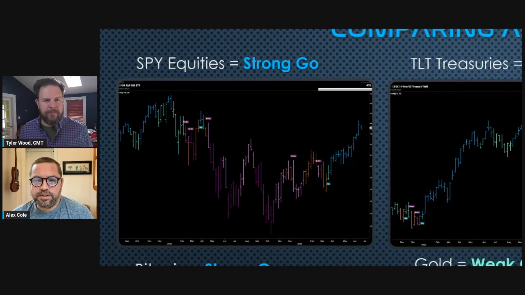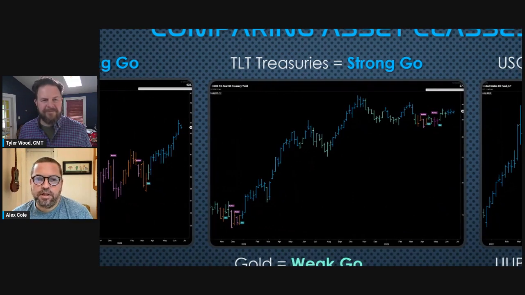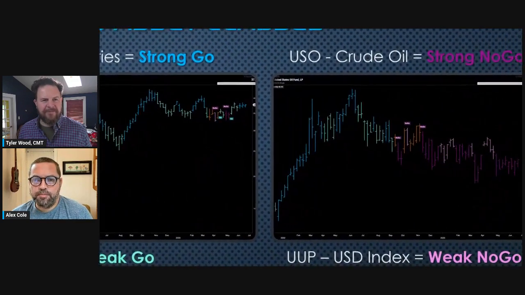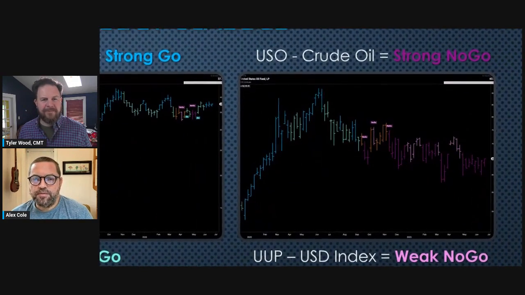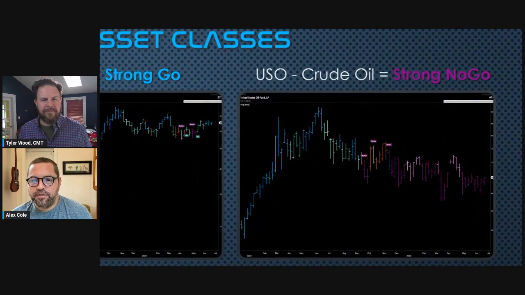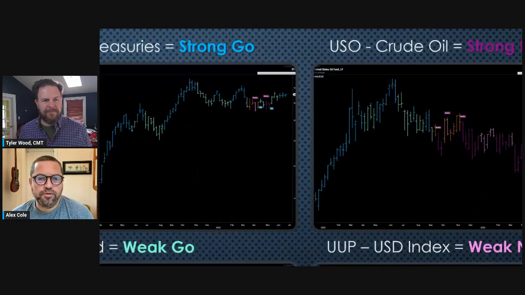We can move across and see that treasury bond prices, actually these are rates, I believe. Sorry, these are of course rates that move inversely to bond prices. Rates are elevated. They're in a go trend as well, painting strong blue bars. If we move over to crude oil, we can see that we've been meandering lower on oil for some time now, and we're in a strong no-go. Not much happening there. We're right in the middle of a downward sloping trend channel, but strong no-go bars for crude oil.